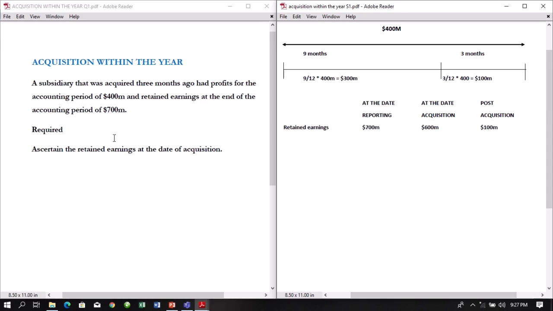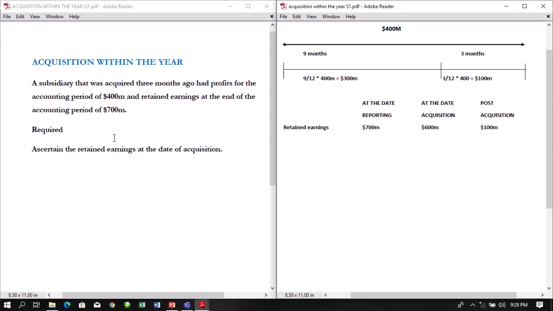We said a subsidiary is actually acquired within the year if the difference between the date of acquisition and the date of reporting is less than 12 calendar months. That is, we acquire this company and the period of acquisition is less than 12 calendar months. In such circumstances, we refer to such acquisition as acquisition within the year.